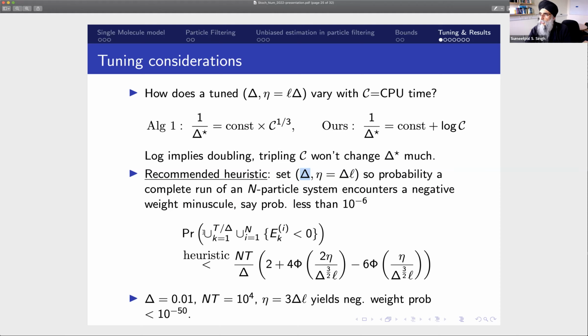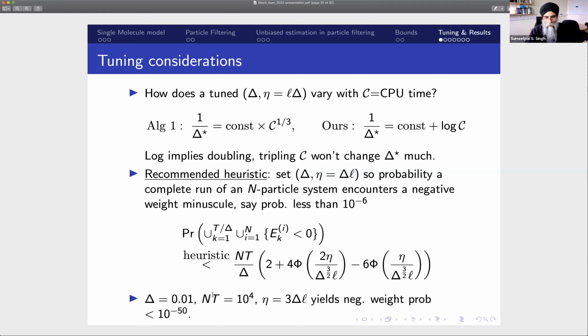So basically, 1 in a million particle runs will encounter a negative weight. In fact, this probability decays so rapidly for a practical number of delta, which coincides with how high frequency real single molecule experiments are. If you choose delta to be 10 milliseconds, times say 2 or 3 seconds, or even 1 second, this is basically how long images are recorded, for a couple of seconds, because these molecules bleach very quickly.